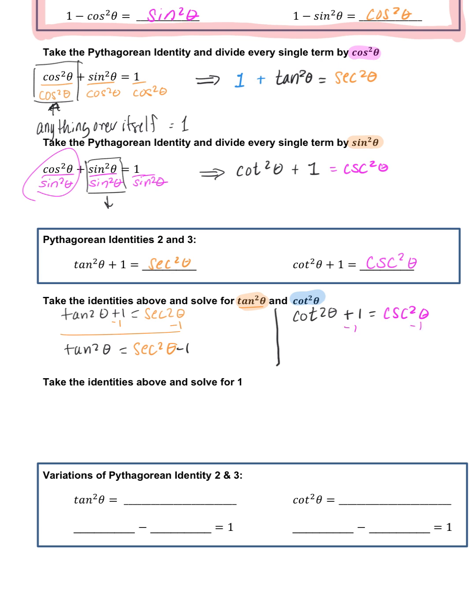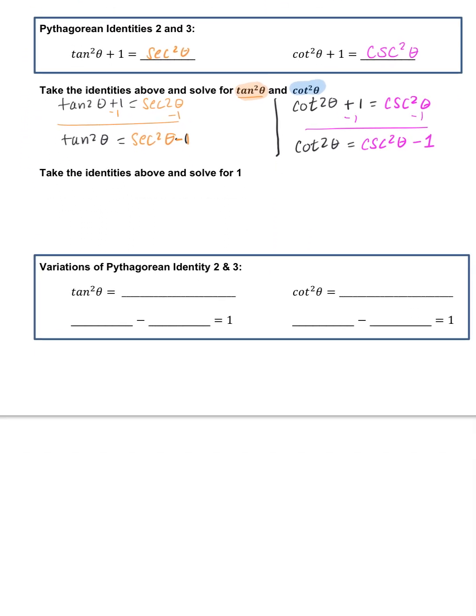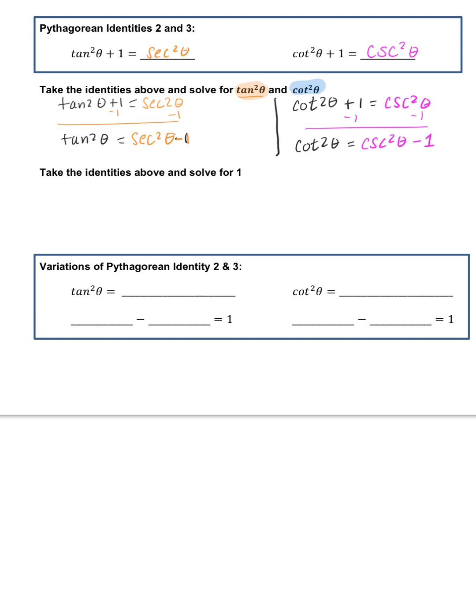Subtract 1, we get cotangent squared theta equals cosecant squared theta minus 1. Look how that looks. There you go. So here we go. So the next one is take the identities above and solve for 1. So we're going to take each of these that we wrote originally.